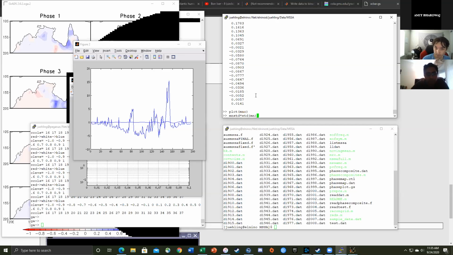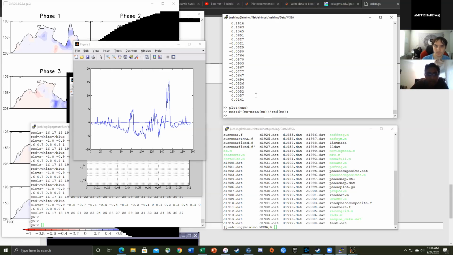But you can write this in a single command. So you should do MN minus mean of MN, divided by standard deviation, and put everything in one. Do we need squeeze? I don't think so, because it's one vector. It should be fine.